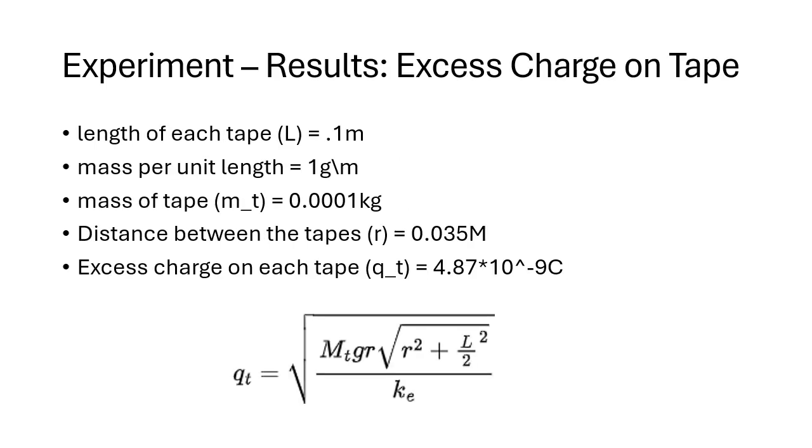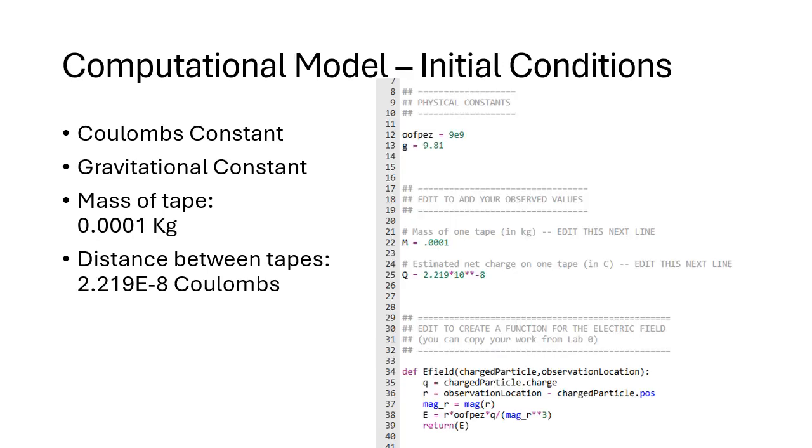The results: the only difference here from the last lab is that we recalculated the excess charge using our new model that approximates the bottom tape as a line charge. In the computational model, the initial conditions for the model are Coulomb's constant, the gravitational constant, the mass of the tape, and the distance between the tapes, which was calculated by trial and error to be 2.2 times 10 to the negative 8 coulombs. We also have a function to calculate the electric field between two charged particles.